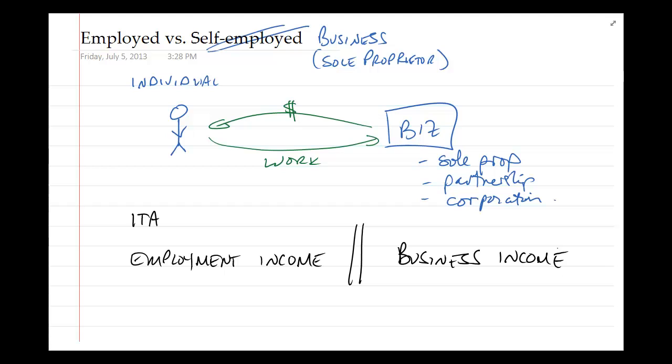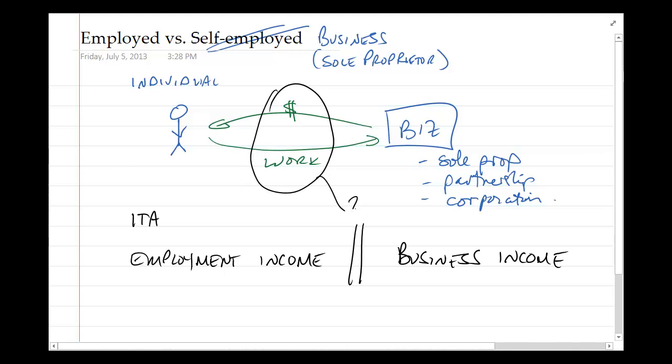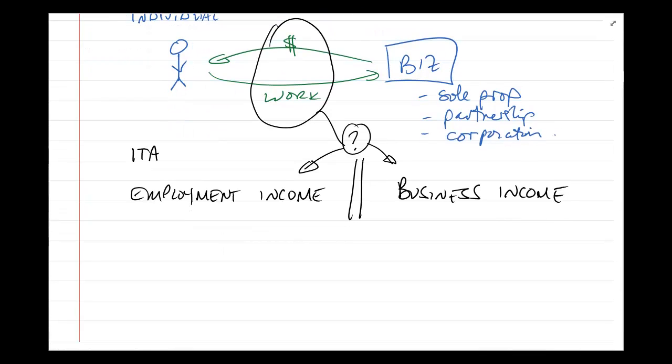But the first thing we have to note here is that it is this relationship that determines, basically comes down here to this decision node and says, are you employment income or are you business income? It's the relationship between the two that we're trying to assess, not the individual themselves, not the business itself. It's the relationship between the two of them. Okay, so that's the first key piece of information.